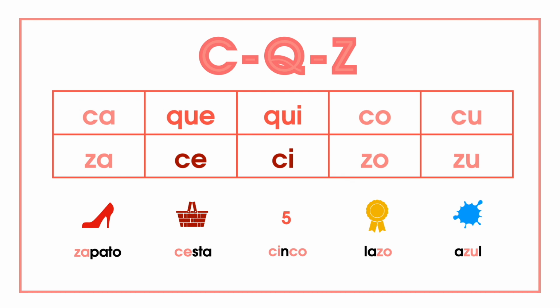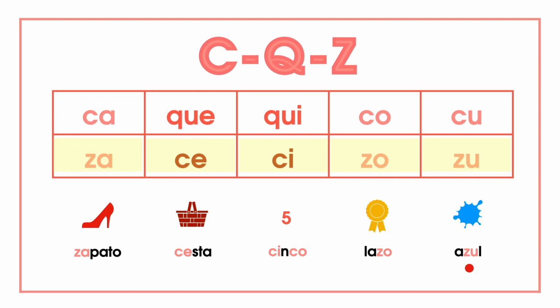Then we have the syllables tha, the, thi, tho, thu. Tha as in zapato, te as in cesta, thi as in cinco, and here we also have the two sounds again, thi and co, tho as in lazo, and thu as in azul.